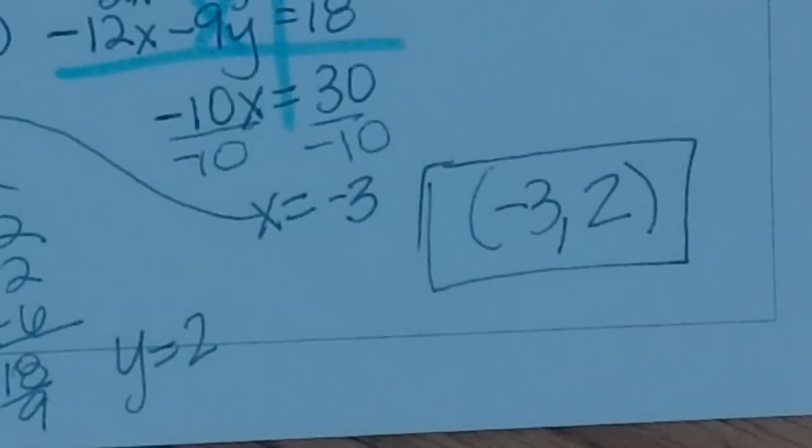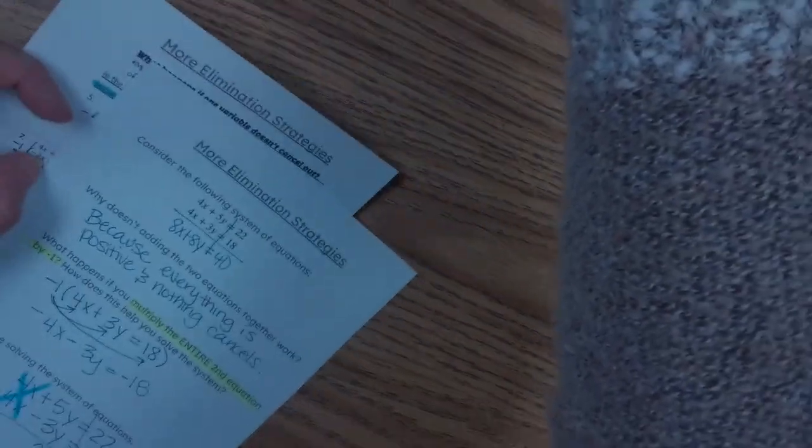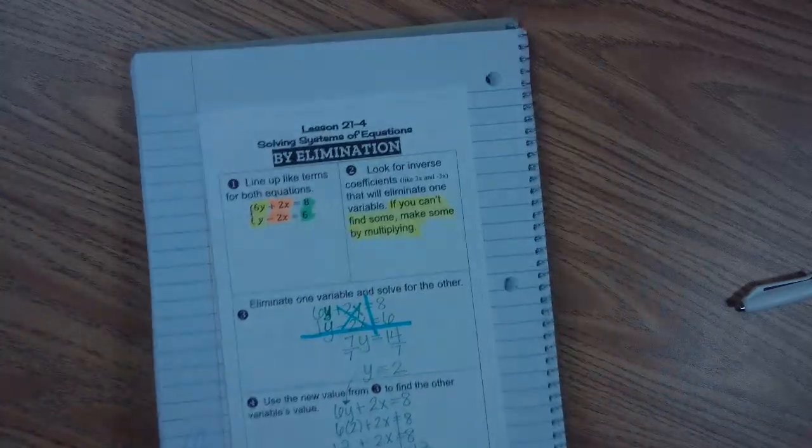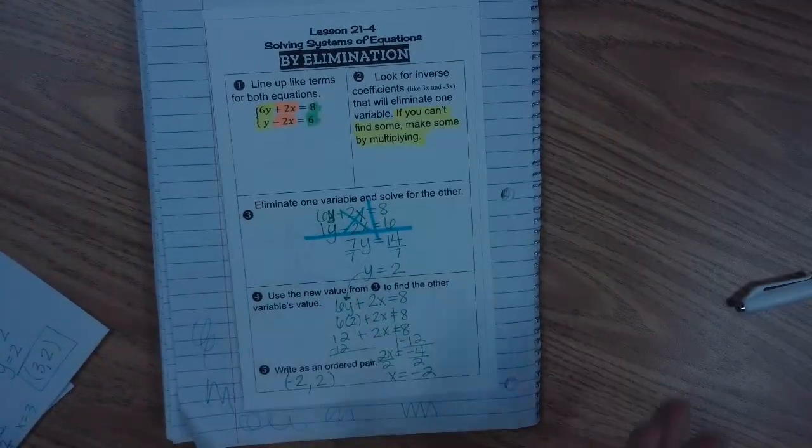Okay? All right. Now you're going to glue these into your spiral into the next empty page. So I'll show you how to do that. Okay. So you'll go ahead and glue in 21-4 just like this. Just glue it in. This is one from last year. So just glue it in just like this.